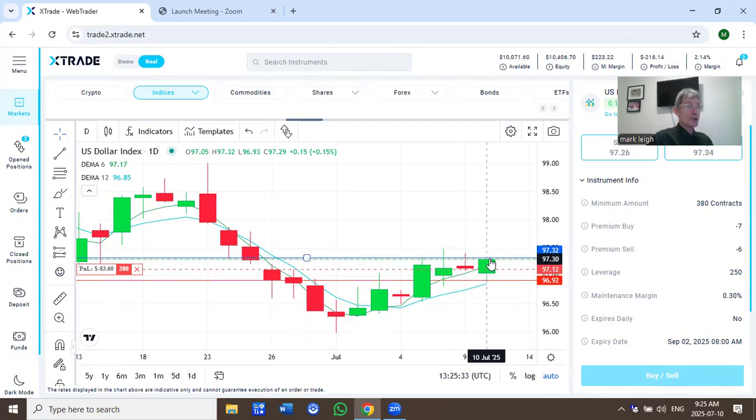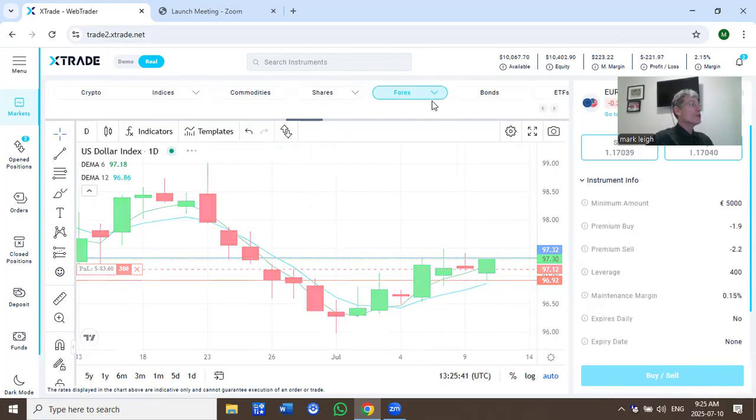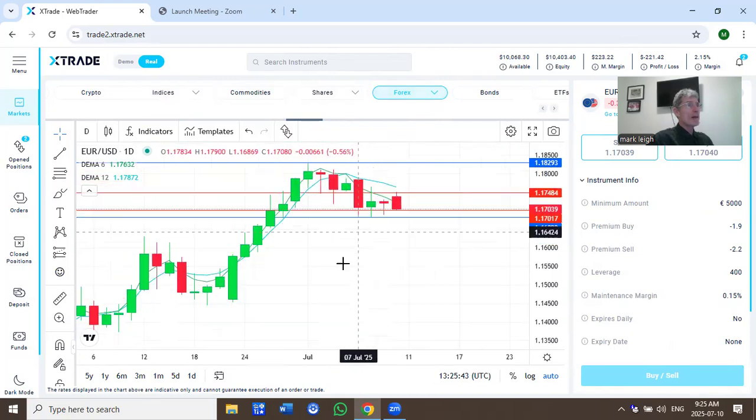But so far, US dollar looking strong, got support at 96.92. Let's have a look how the majors are performing, starting with the euro.